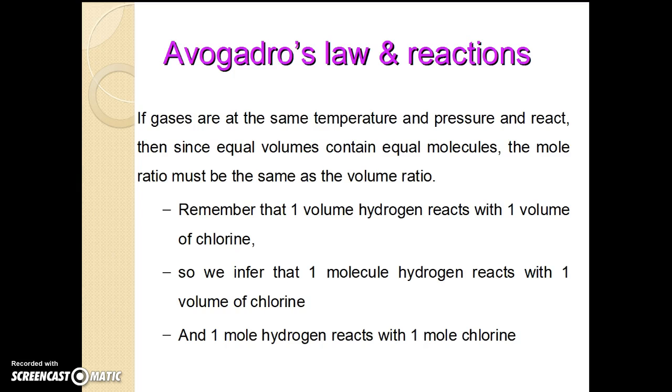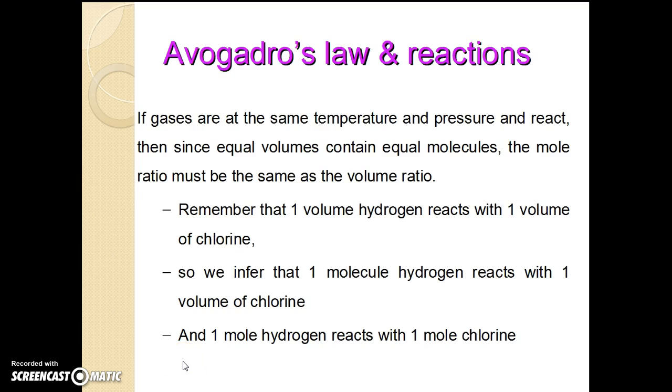then at the same temperature and pressure, we measure that 3 liters of the first gas will react with 1 liter of the second gas. So the mole ratio and the volume ratio are the same.